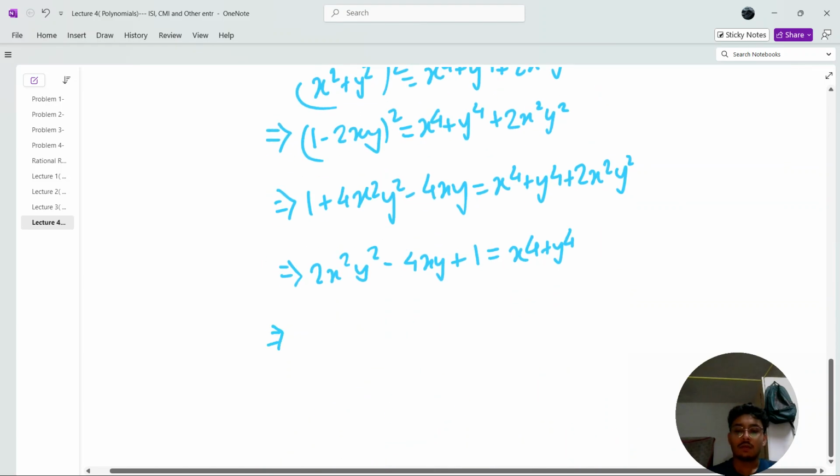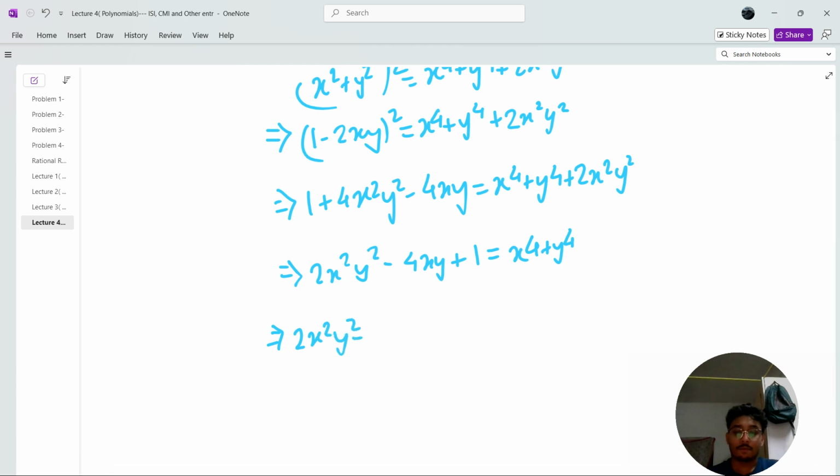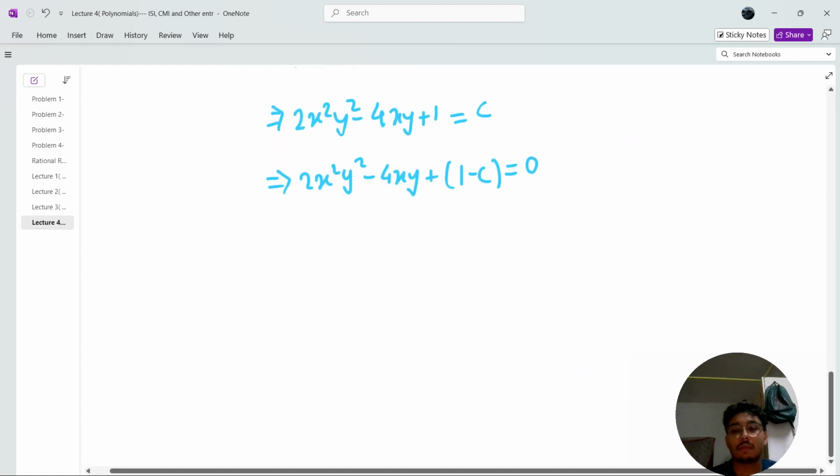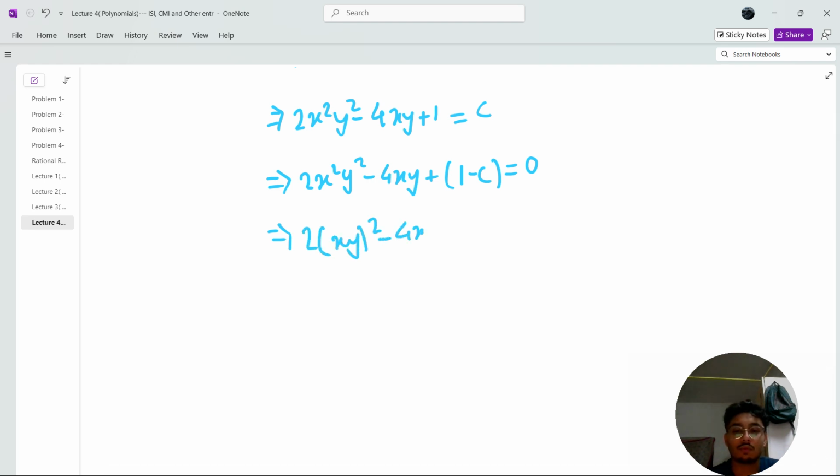So, 2x square y square minus 4xy plus 1 is equal to c. So, 2x square y square minus 4xy plus 1 minus c gives me 0. As we can see, this is 2(xy) whole square minus 4xy plus 1 minus c equals 0. So to show it more clearly, it is quadratic in xy.